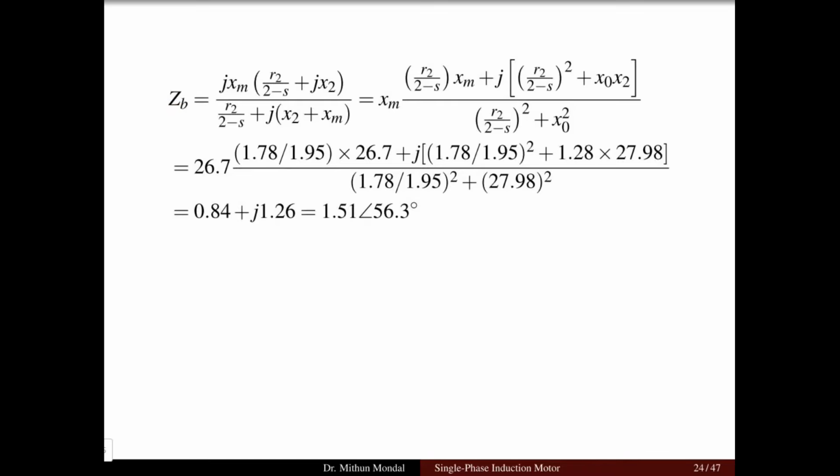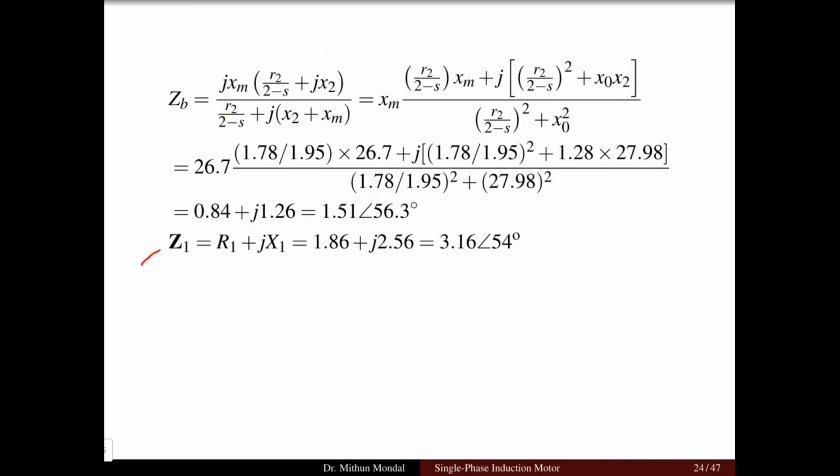Now the same thing we can do for the backward impedance, which has the combination of the rotor resistance, reactance and the magnetizing reactance. Here the slip will be 2 minus s. We do the calculation and find the value of the backward field impedance, which is 1.51 angle 56.3.